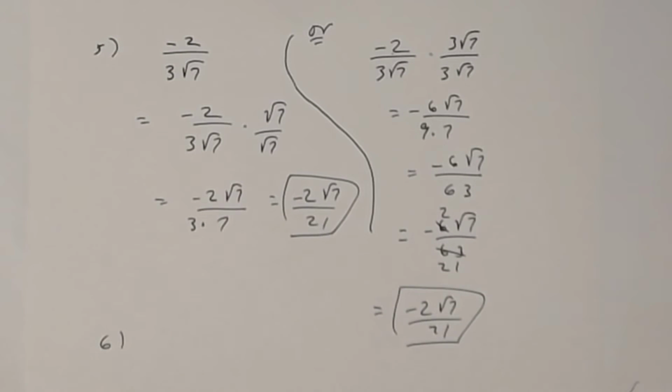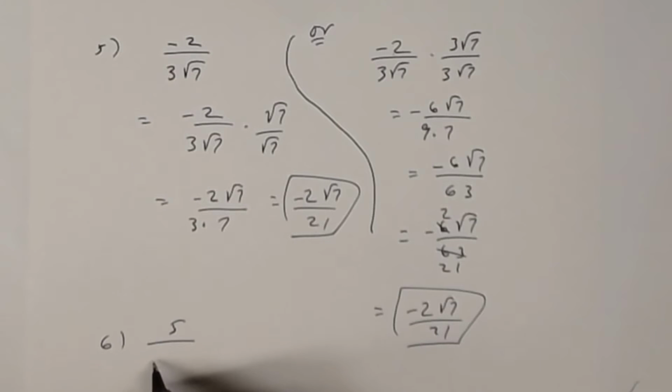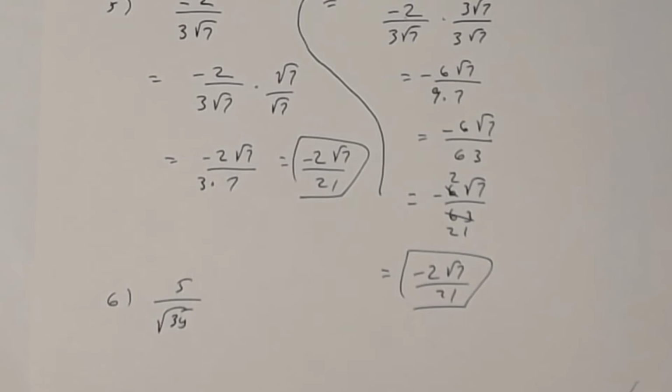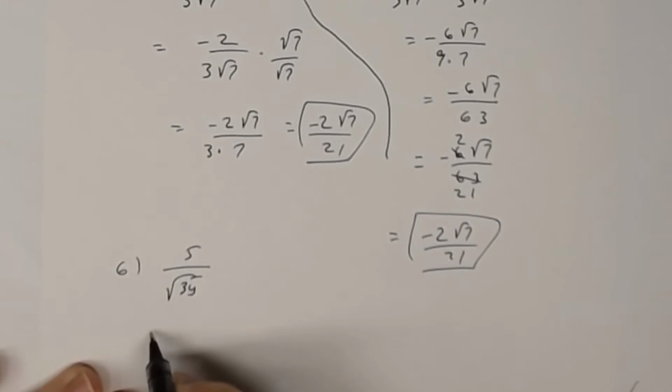So number 6, let's suppose we had 5 divided by the square root of 3y. Okay, so now we're going to have some variables involved. That's okay. We can deal with that. We've had enough experience in previous lessons to deal with radicals with variables. So remember, I want to get rid of the square root that's in the denominator, and so I'm going to go ahead and multiply both numerator and denominator by that square root of 3y.